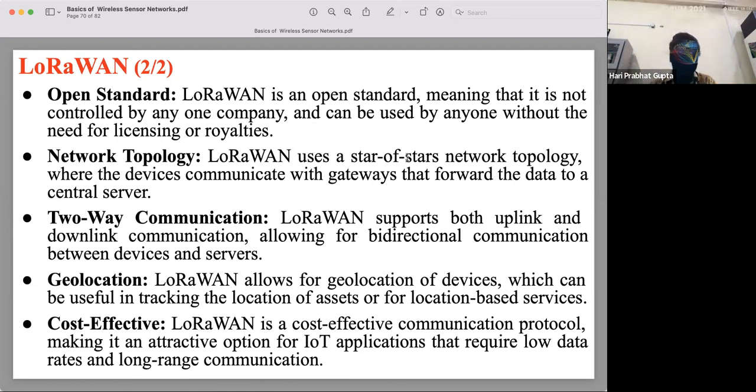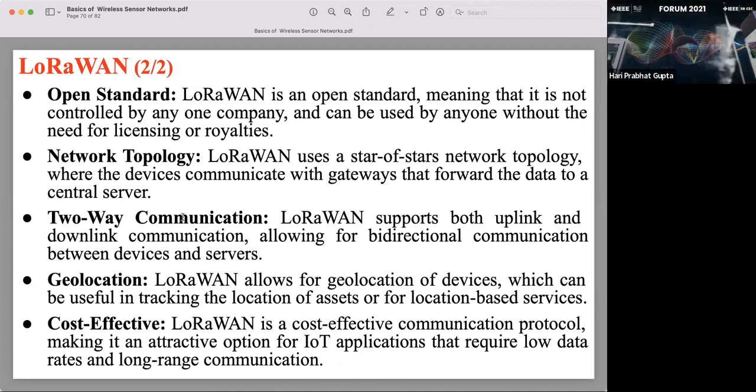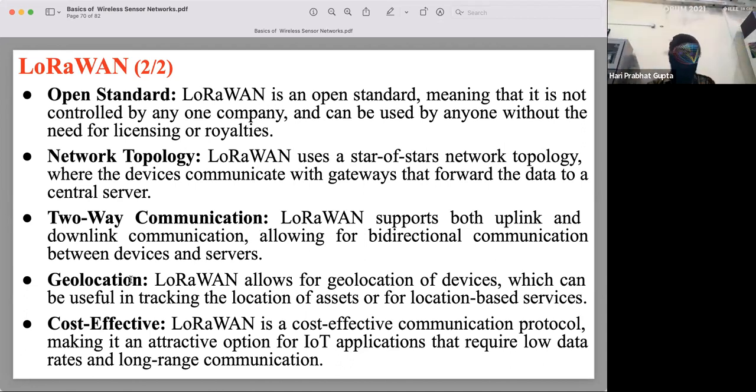It supports a star of stars topology, where all devices are connected to the gateway. That means they also support one-hop communication. All devices can directly communicate with the gateway, and they support two-way communication. The device can communicate to the gateway, and the gateway can also communicate to the device, not only one-way. Geolocation is also supported, that means which device is where, what its location is, and what it is.